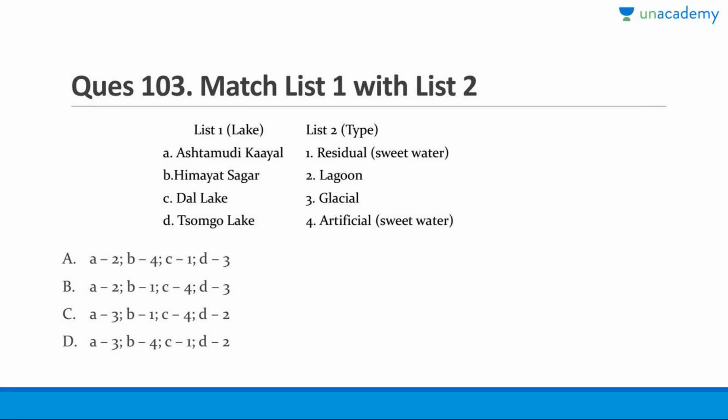103, match list 1 with list 2. So basically they are the famous lakes. Ashtamudi is a type of lagoon. It is in Kerala. Himayat Sagar is in Telangana. It is artificial sweet water. Dal Lake is in, everybody should know, Jammu and Kashmir. It is sweet water but residual. And Tso Moriri... Somgo Lake is in Sikkim. It is glacial. Answer here is A2, B4, C1 and D3.